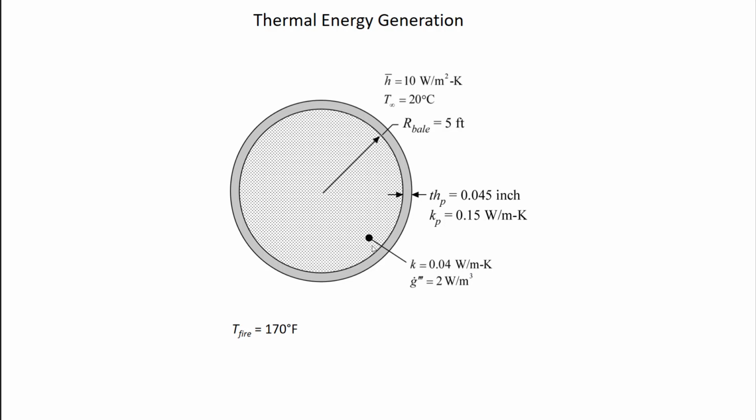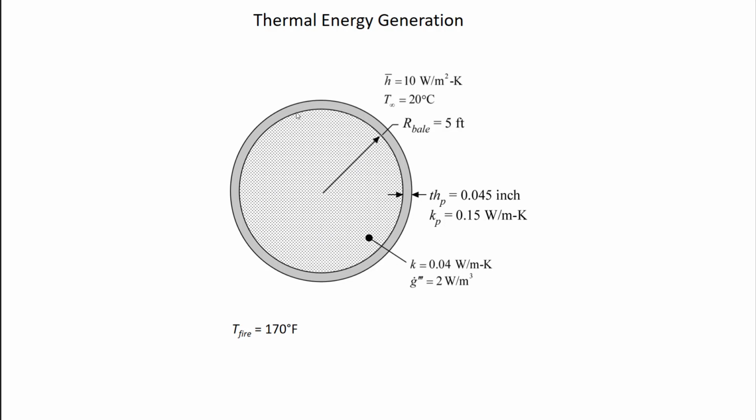And then inside of here we have a volumetric rate of thermal energy generation that's associated with the hay not being completely dead, basically. So it's 2 watts per meter cubed. So that's what's going on inside of our hay bale. That's the part of the problem we're going to model.